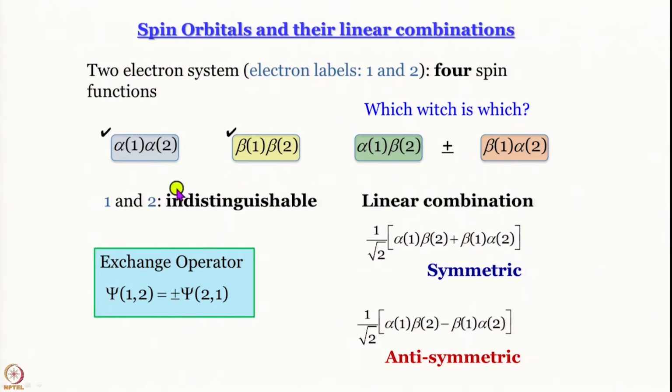Both the electrons have up spin, both the electrons have down spin, no problem, you can even see it experimentally. But we cannot write alpha 1 beta 2 or beta 1 alpha 2, because you do not know whether it is 1 or 2 that has alpha spin. You do not know whether it is 2 or 1 that has beta spin.